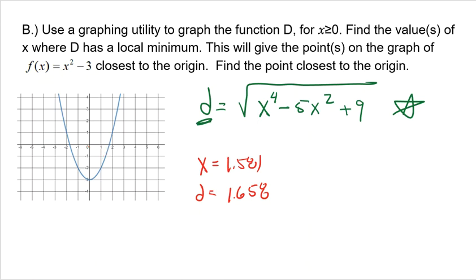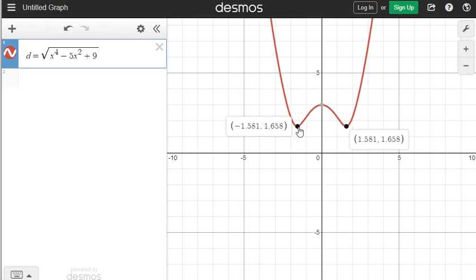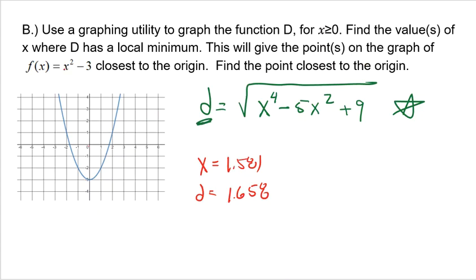Now, if you go back to that graph I made, you notice that there was a second minimum. They were tied. And the other x value was negative 1.581. And that should make a lot of sense, because if positive 1.581 is about right here, and negative 1.581 is about right here, that would make sense that those are both equal distance and the shortest distance to that origin. So that means the x value of my function, the point I'm looking for, is 1.581.